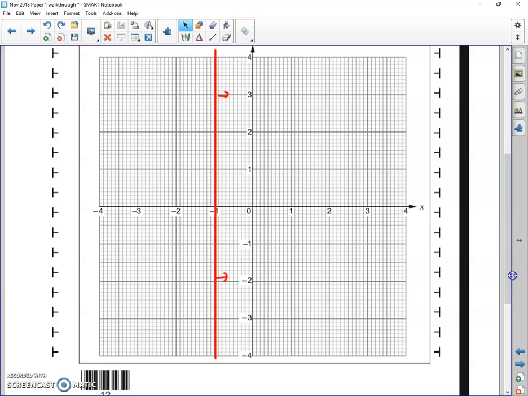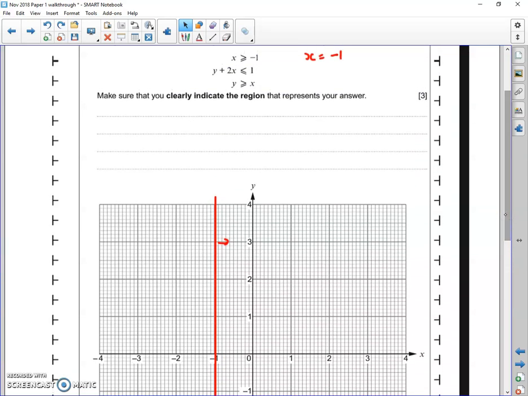Right, for the other two lines, we're going to need a table. And that's what this little bit of space at the top is for. So if I bring this one down here, I think the first thing I'd like to do with that is rearrange it into the form of y equals. So let's forget about the inequality for a second and make it an equation. To get y on its own, I would need to take the 2x to the other side. It would change to a minus, so y equals 1 minus 2x.